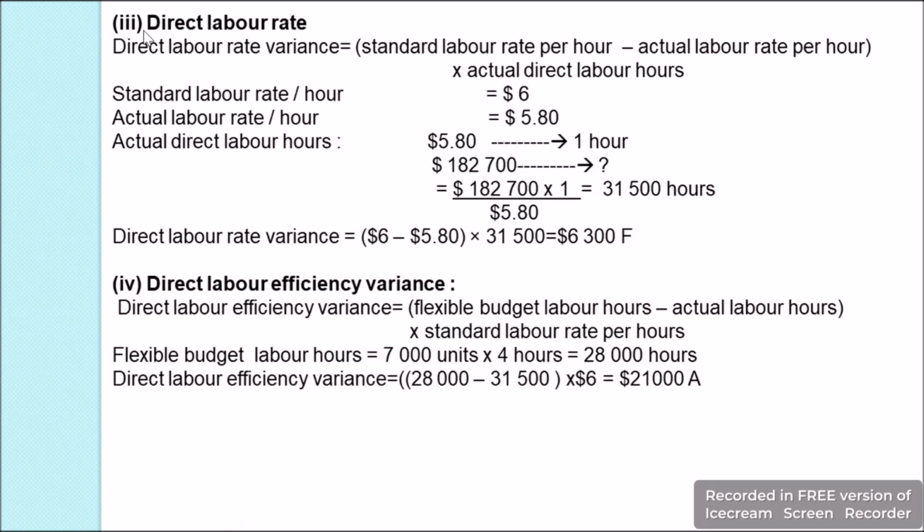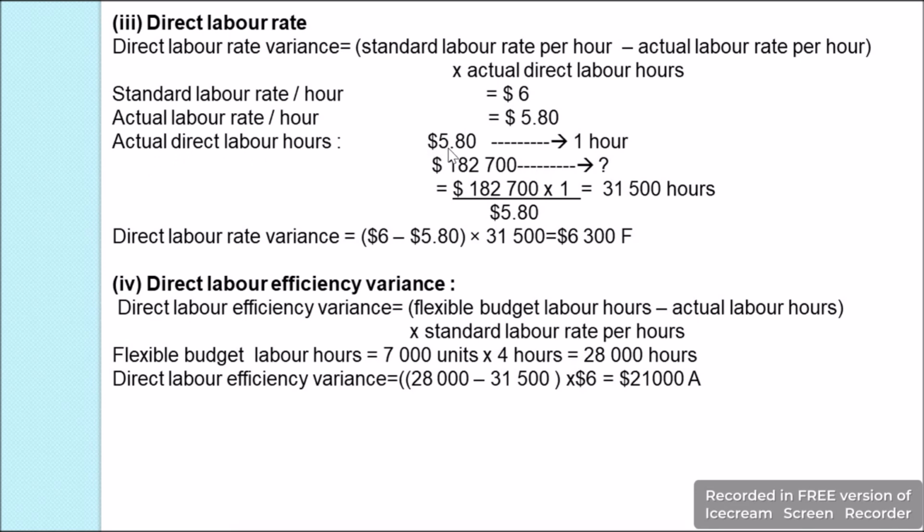In the third bit of the question, we are asked to find the direct labor rate variance. Direct labor rate variance is equal to standard labor rate per hour minus the actual labor rate per hour, and we multiply this with the actual direct labor hours. So we have the standard labor rate per hour, which was given as $6. We have the actual labor rate per hour, which was given as $5.80. We don't know the actual direct labor hours which have been put in.